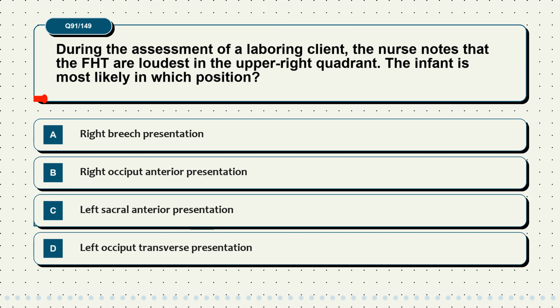Question 91. During the assessment of a laboring client, the nurse notes that the FHT are loudest in the upper right quadrant. The infant is most likely in which position? Here are the options. Option A. Right breech presentation. Option B. Right occiput anterior presentation. Option C. Left sacral anterior presentation. Option D. Left occiput transverse presentation.